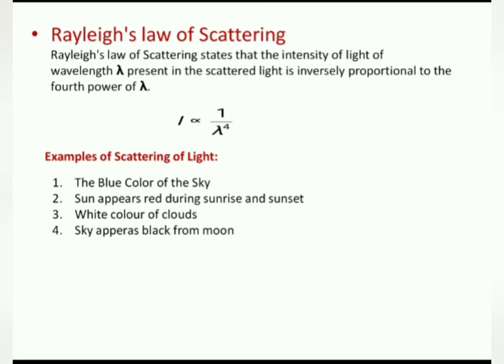Then white color of the clouds. If all the wavelengths are scattered, it appears to be white in color. If all the wavelengths are absorbed, then the color appears to be black. When there is no atmosphere for scattering, sky appears to be black from the surface of moon.